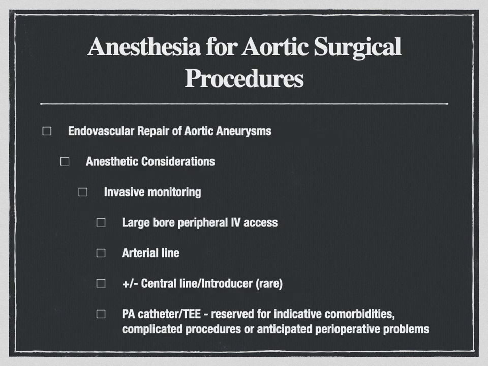As far as monitoring, you can have a large bore IV and an arterial line and get by with most cases. You may need a central line or introducer or a PA catheter or a TEE probe. These would be reserved for patients with indicative comorbidities, or if the surgeon voices that it's going to be a very complicated procedure or anticipated perioperative problems.